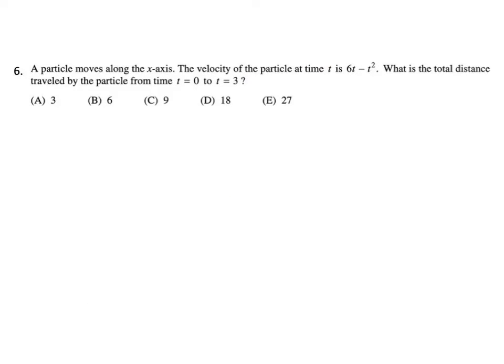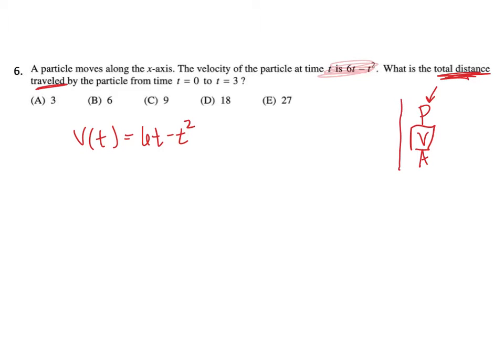Okay, for our next problem, we have a particle moving along the x-axis, and the velocity is given by this function here. So I know v of t is 6t minus t squared. What is the total distance traveled? Let's keep in mind this is PVA, position, velocity, acceleration. We are at velocity, but we need total distance, or the position that the function has traveled. So we're really moving up this chain of events, and that is going to be area, which we said was your antiderivative. We're undoing. And so we want that total distance from 0 to 3.